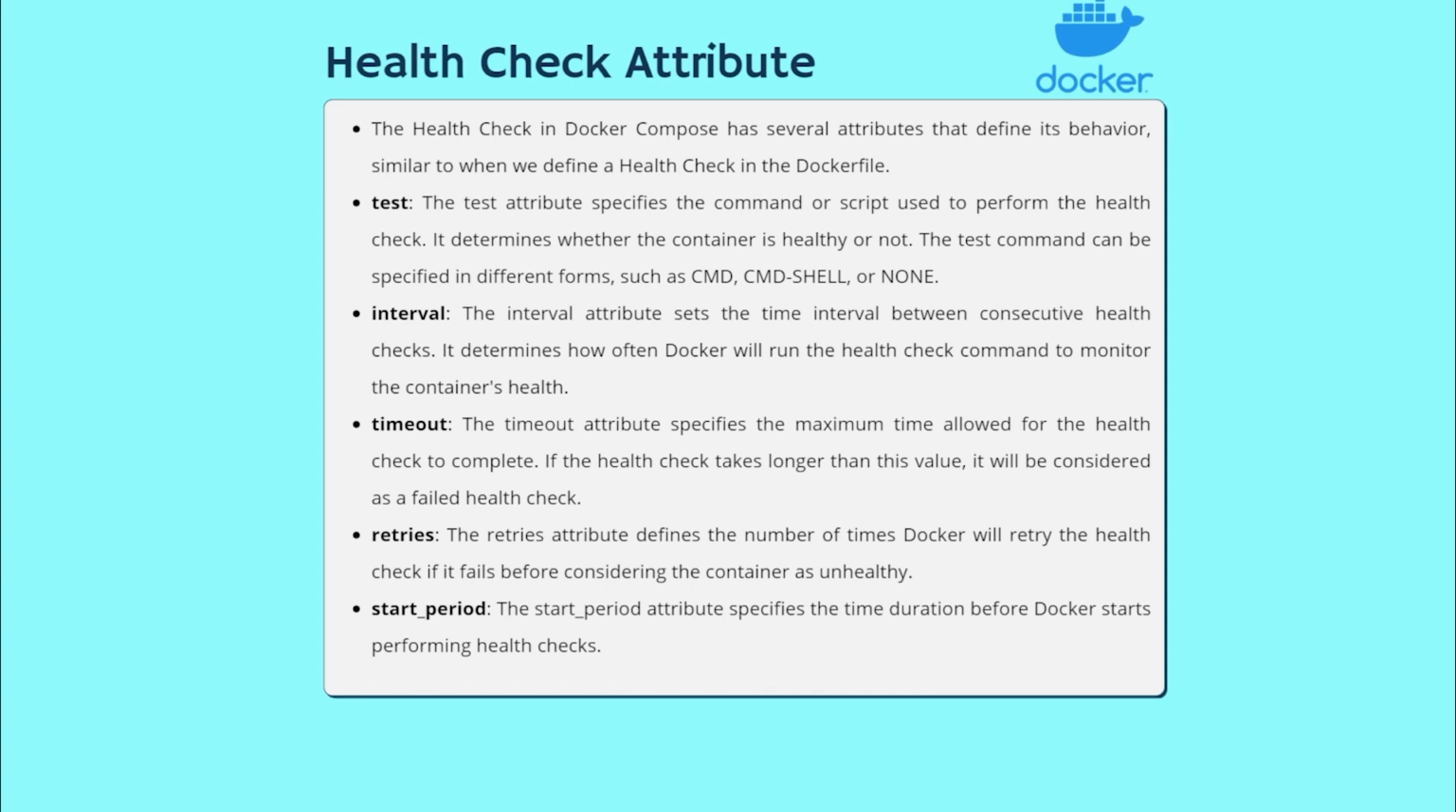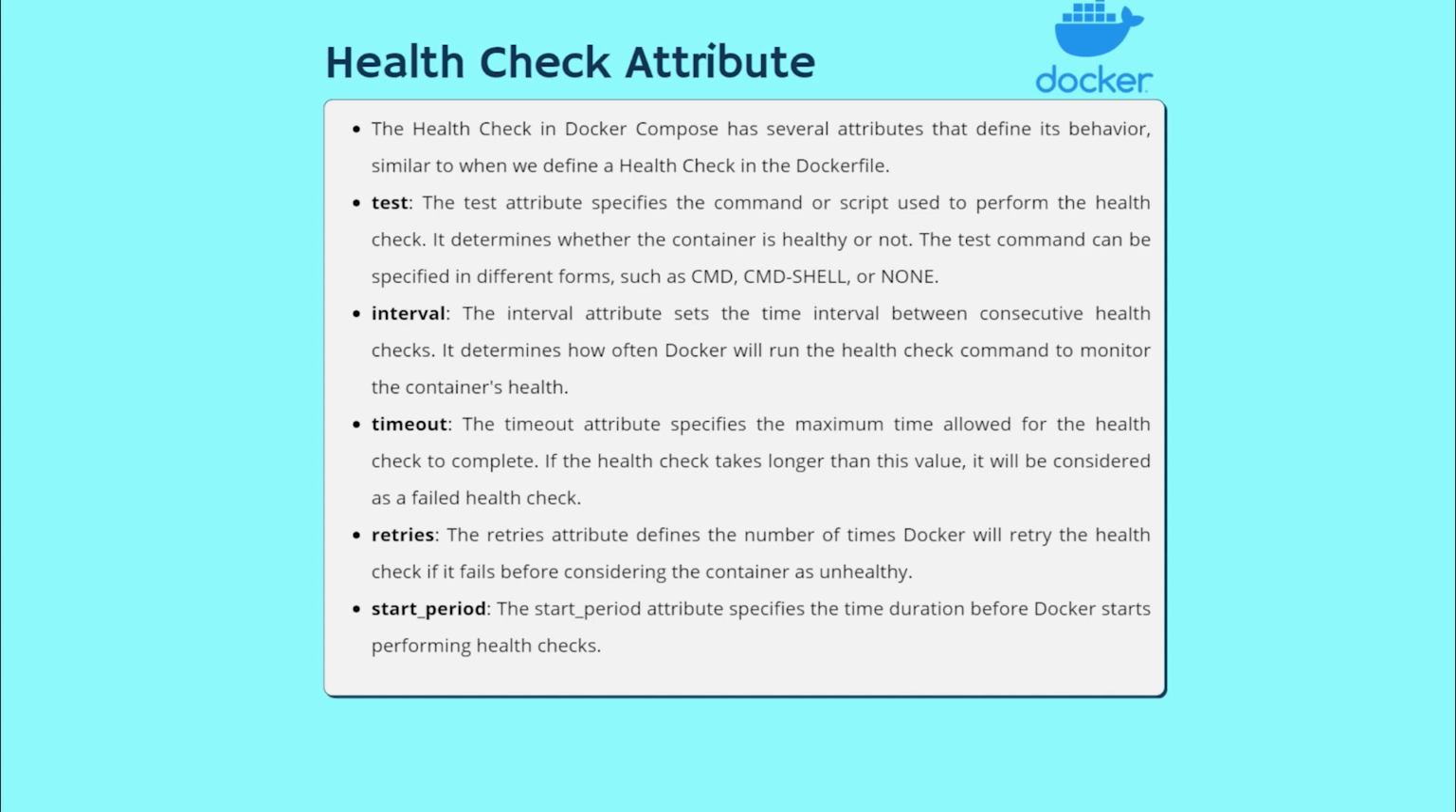Interval. The interval attribute sets the time interval between consecutive health checks. It determines how often Docker will run the health check command to monitor the container's health. Timeout. The timeout attribute specifies the maximum time allowed for the health check to complete. If the health check takes longer than this value, it will be considered as a failed health check.